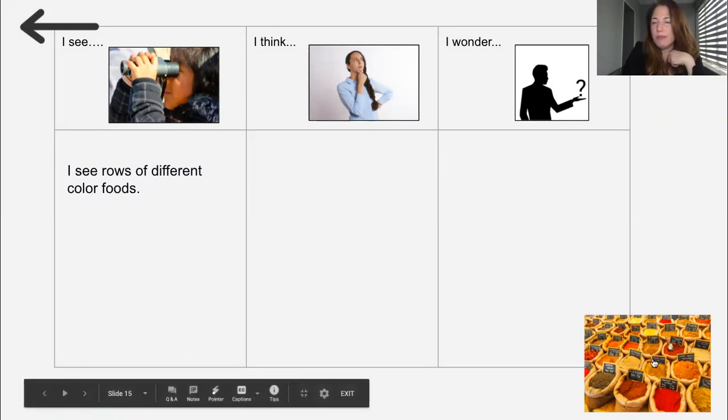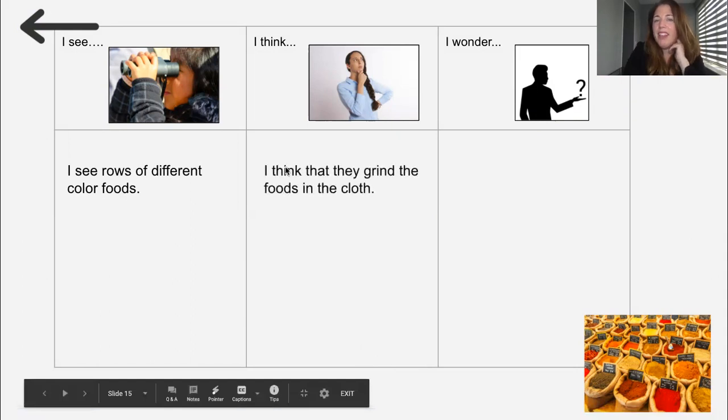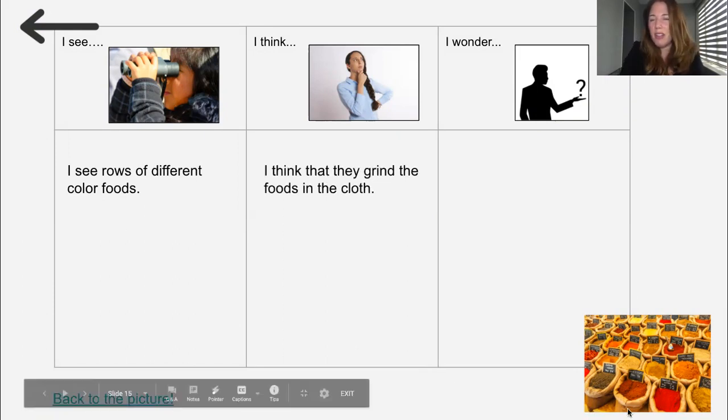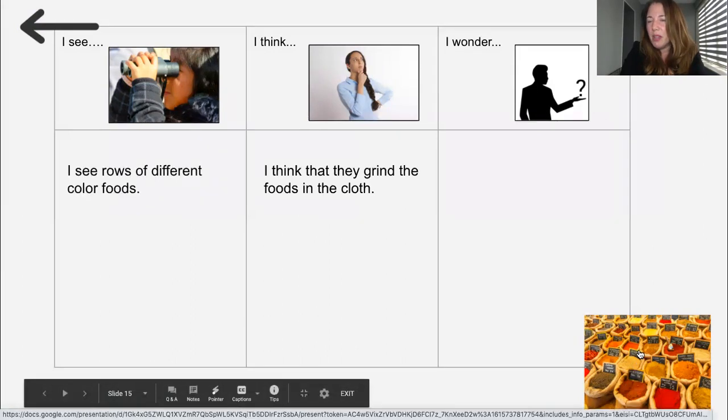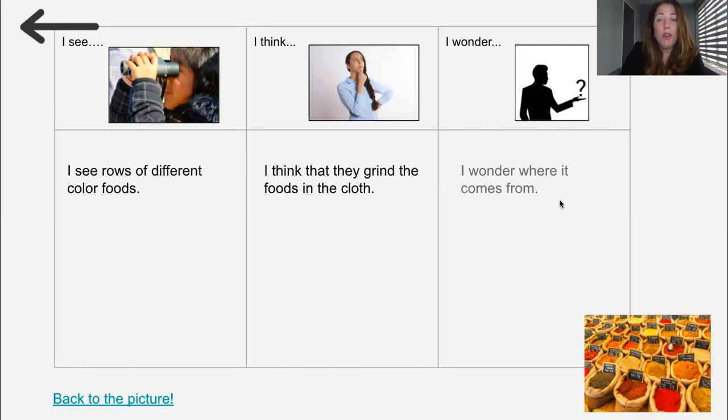Now, thinking. What were you thinking as you looked at this photograph? Well, as I was looking at the photograph, I think that they grind the foods that are in the cloth. It looks like they're in some type of cloth bag. It's not a plastic bag. It looks like it's made of cloth. What about wonder, right? What am I wondering as I'm looking at this photograph? Well, I wonder, where does it come from?